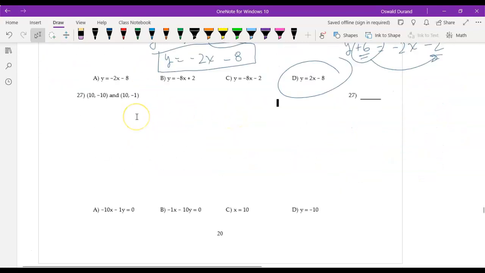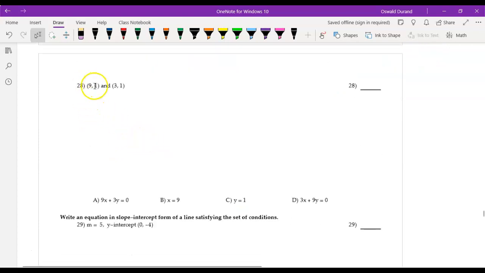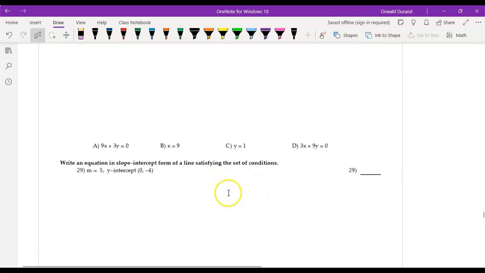So you can do the same thing with these two. Well, the slope here is going to be undefined because you have 10 and 10. So it's going to be x equal to 10, right? So easy. Here, again, if you're looking at the points, what is the slope? Well, the y coordinates are the same, so the slope is going to be 0. Okay? My equation is going to be what? A horizontal line, y equal to 1. Okay? Get used to that.